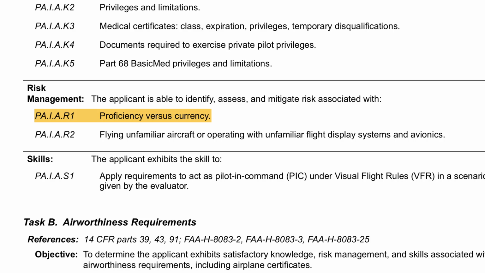The first risk element in the private instrument and commercial pilot airplane ACS reads failure to distinguish proficiency versus currency. This seems very broad, and most students and instructors have a vague discussion about it, which is understandable, but when taken into context, there's actually a concise answer to this risk element. Today, we'll talk about this risk element for private pilot applicants.